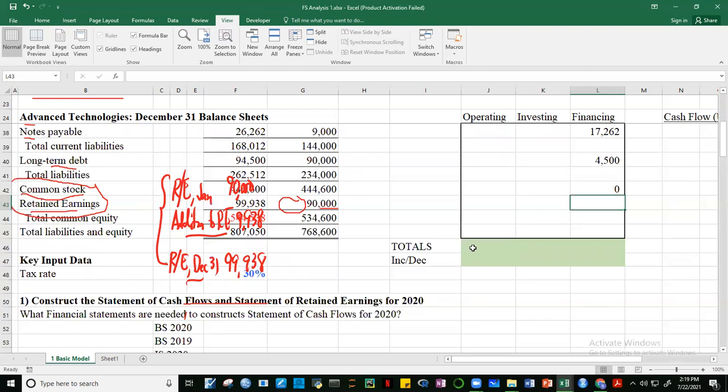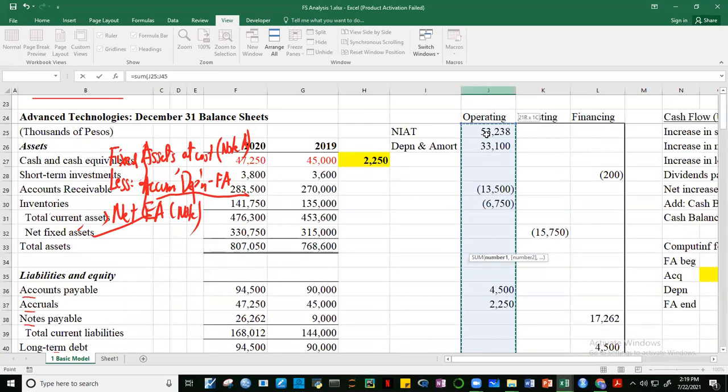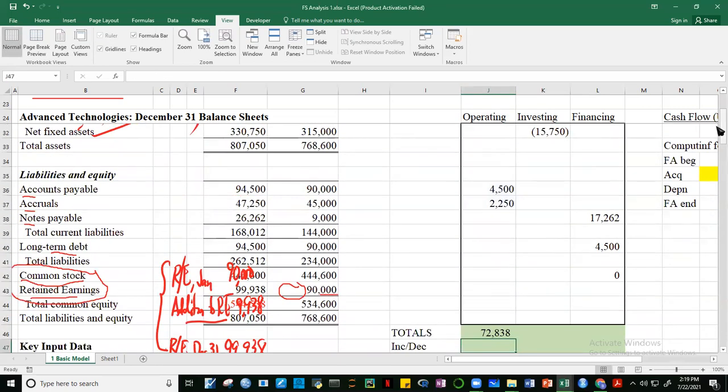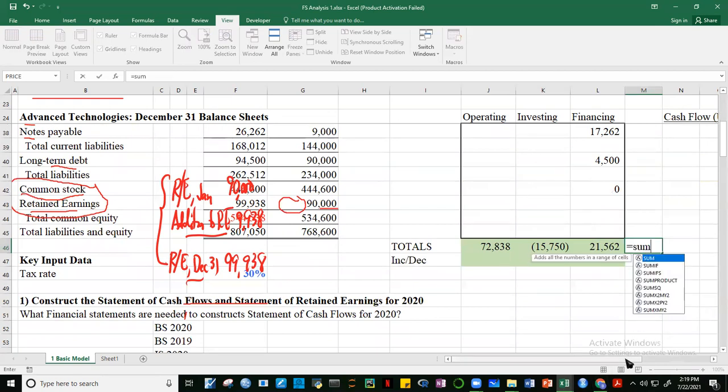Okay, so yun na, guys. So, sum up natin to. Sum natin ang operating. Operating, guys, source of cash natin. Nagbigay ng cash ng 72,838. Investing, gumamit tayo ng cash ng 15,750. Financing, may nag-provide ng cash na 21,562. And then, isum up natin to. Okay. Answer is net cash 78,650.